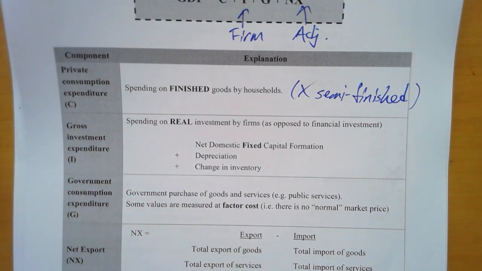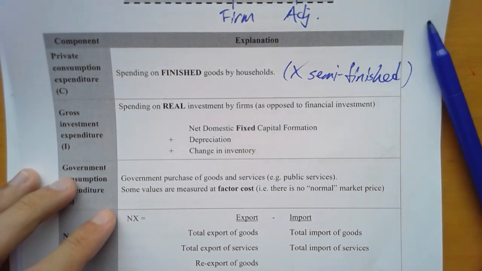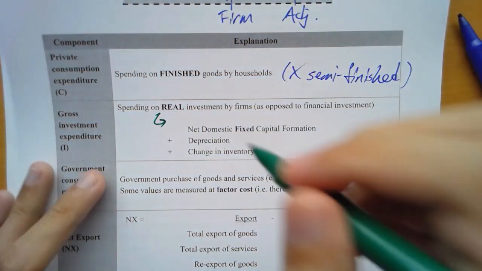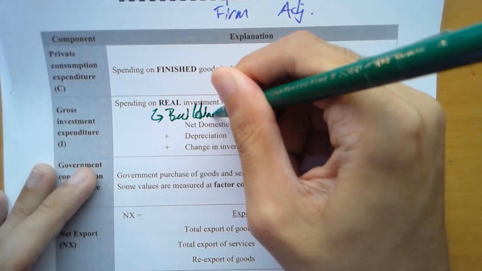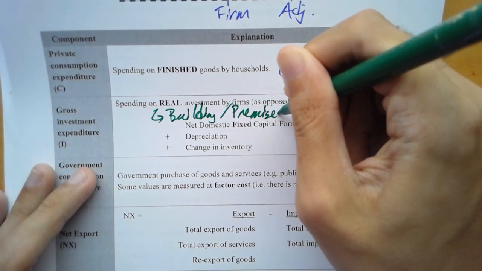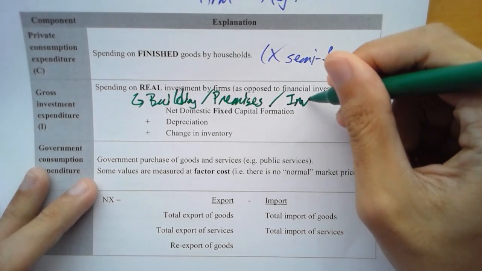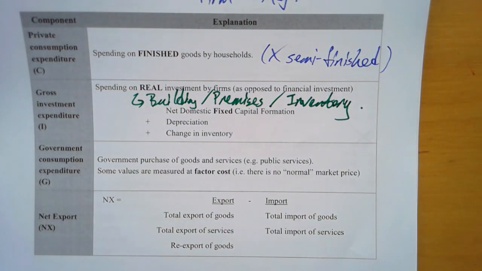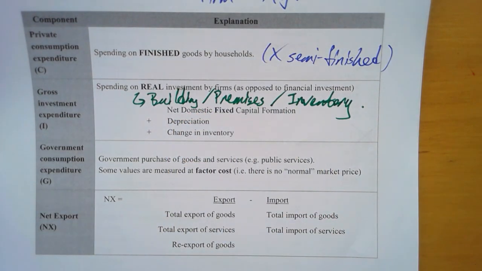Okay. Now, I is a more problematic one. The more troublesome one is I. Spending on real investment as opposed to financial investment. So what exactly is real investment? For example, I spend some money to build a factory, building, premises. Or I spend some money to make, let's say, inventory. These all involve production, changing something from input into an output: inventory, building, etc. This is what we call real investment, not financial investment.